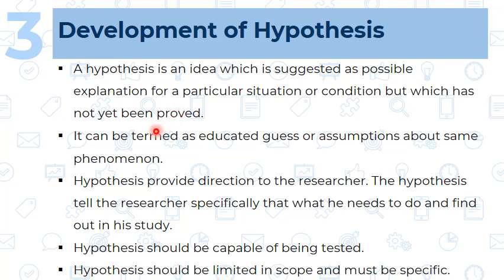So whenever we select the hypothesis, we should think overall about the research problem. That is why we say the hypothesis should be limited in scope and specific. As we have seen in the case of selection of the research problem, it should be very specific or precise. In the same way, the hypothesis should also be very specific and limited in scope.